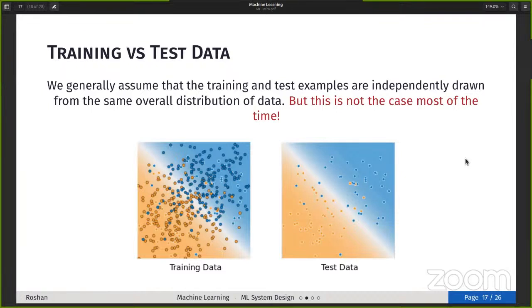I think a few years back, Google actually trained an ML model to detect diabetic retinopathy. You take pictures of your eyes, and the ML model can predict whether you have diabetic retinopathy or not. That is a condition where, due to diabetes, your retina gets damaged, and ultimately you lose your eyesight.